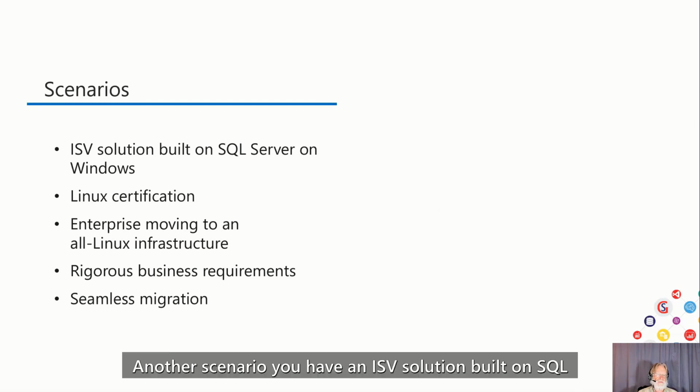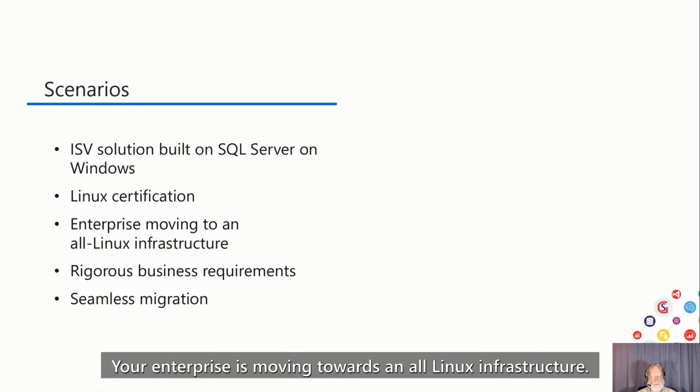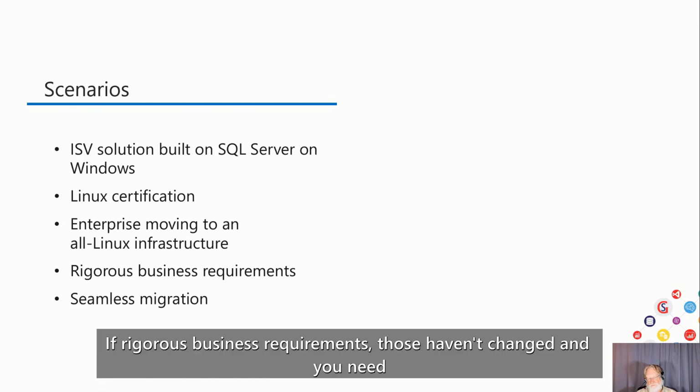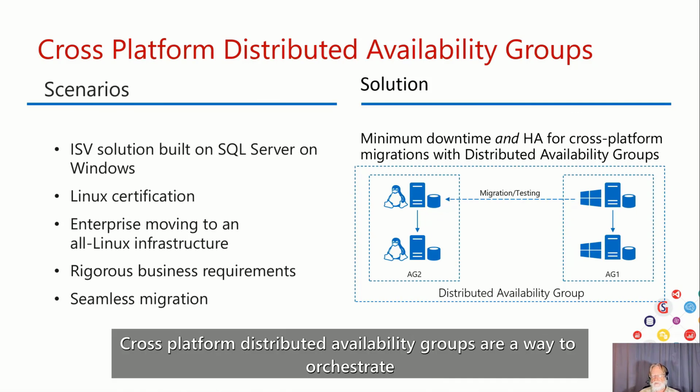Another scenario, you have an ISV solution built on SQL Server on Windows. Your company's starting to move towards Linux. You're certifying apps on Linux. Your enterprise is moving towards an all Linux infrastructure. You have rigorous business requirements. Those haven't changed, and you need a seamless migration. Cross-platform distributed availability groups are a way to orchestrate that migration.